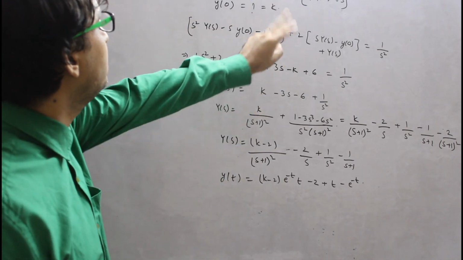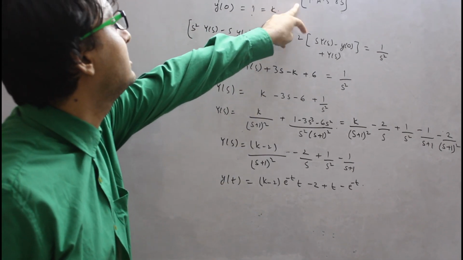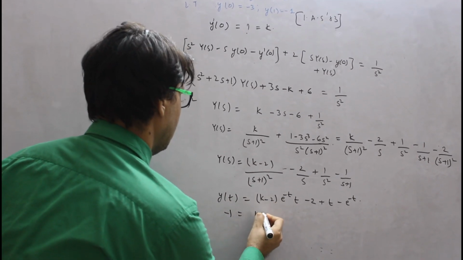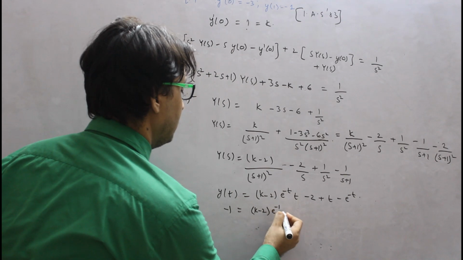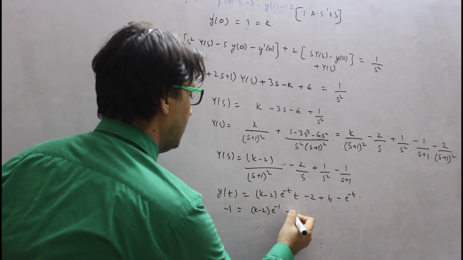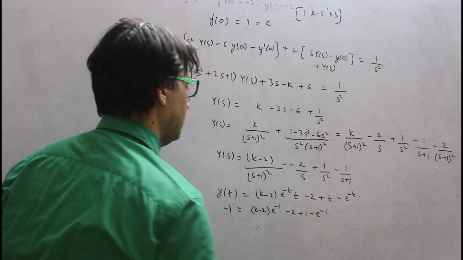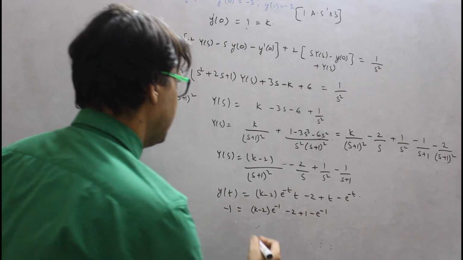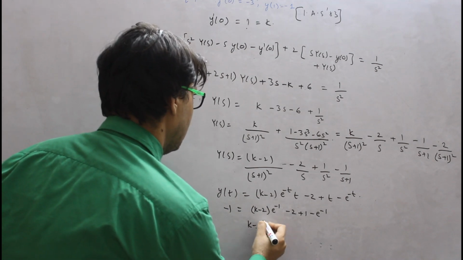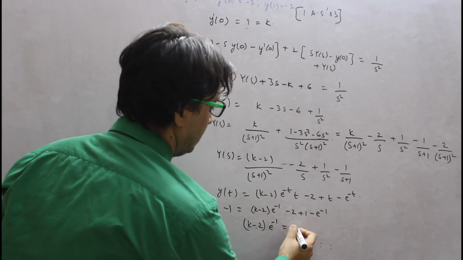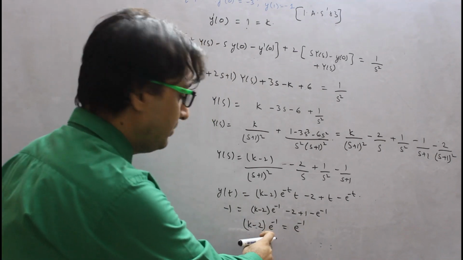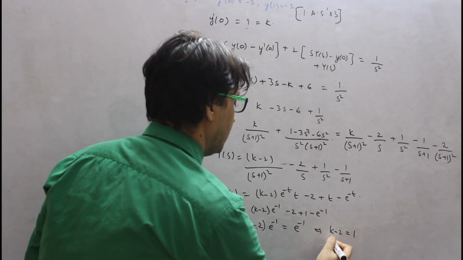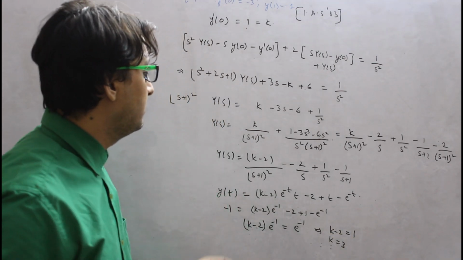Now we have to use this other initial condition, y1 is equal to minus 1. So we can write it as minus 1. Put the value as 1. So this becomes K minus 2 e to the power minus 1. This becomes 1. So this becomes minus 2 plus 1 minus e to the power 1. So we can see this becomes what? Minus 1. So minus 1 on this side and this side will cancel. So what do we get? K minus 2 e to the power minus 1 is equal to this thing. We can compare the coefficient of e to the power minus 1 on both sides. What do we get? K minus 2 is 1. So K is equal to 3. Alright, so we have got the value here.